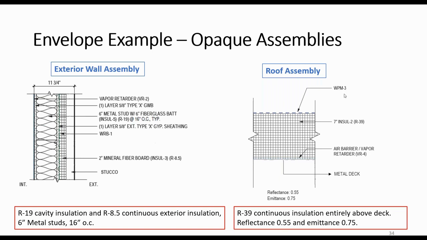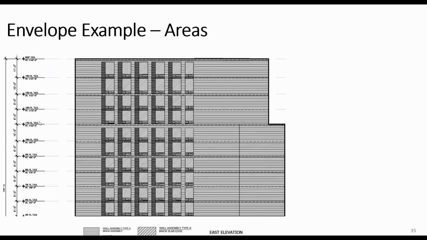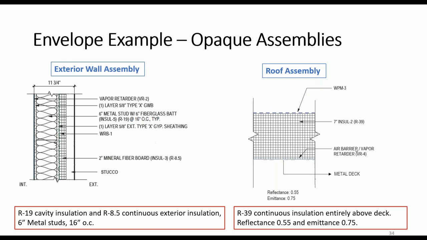So for the roof, we've got our roof membrane, then we've got R39 of continuous insulation, and sorry about that. Then we've got our air/vapor barrier, and then metal decking. We also have our reflectance and emittance values. So just to summarize the important information here, we've got R19 continuous insulation. This is entirely above deck, as we can see here, with a reflectance of 0.55 and an emittance of 0.75.